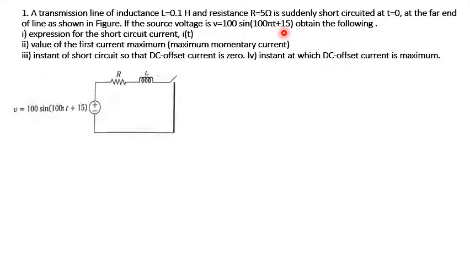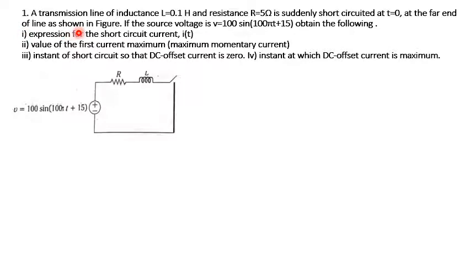That is nothing but, we know, v is equal to Vm sine omega t plus alpha. So this is Vm, this is omega, 100 pi. Alpha value is 15. We need to obtain the following things.